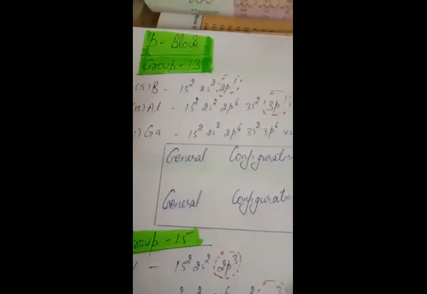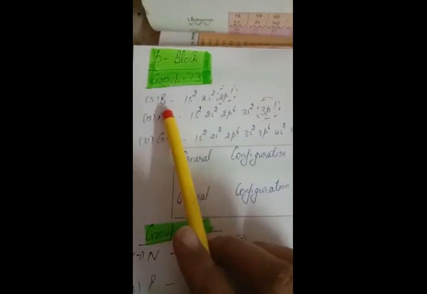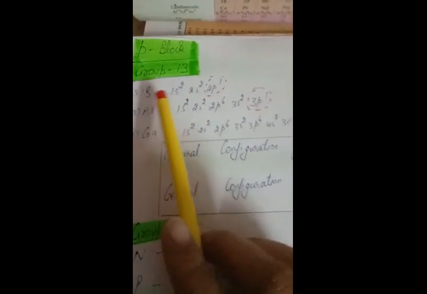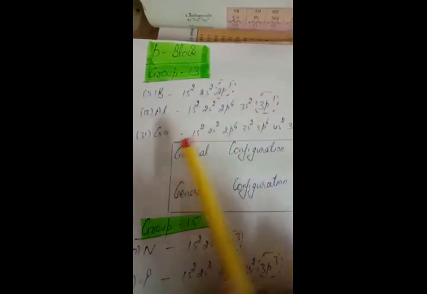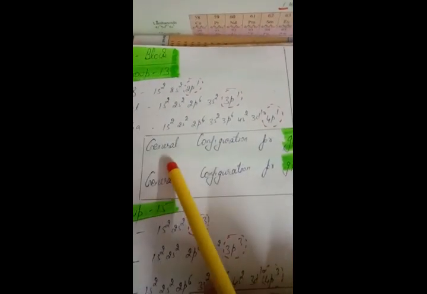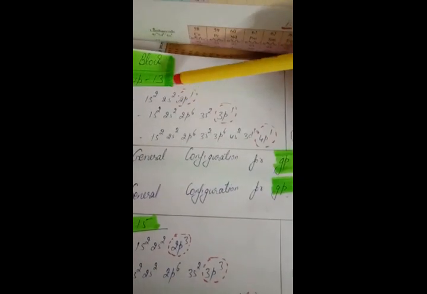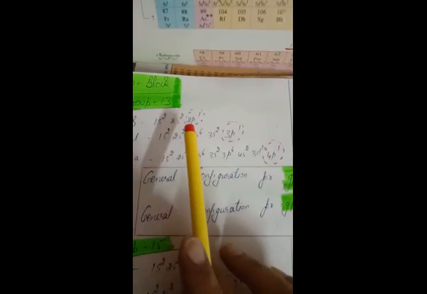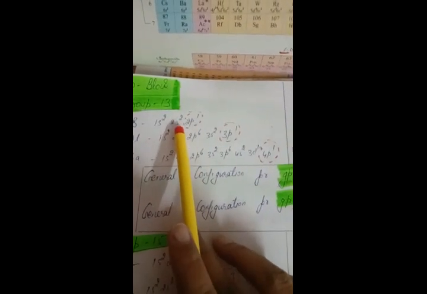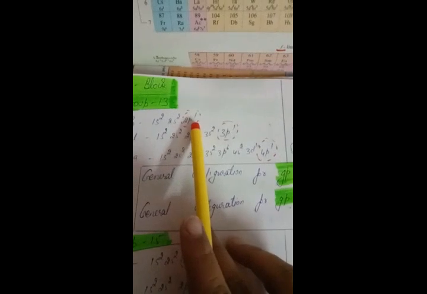Now next comes P block. First is group 13. Boron is the first member, atomic number 5, 1s2, 2s2, 2p1. Aluminium 3p1, gallium 4p1. Or in general we can write what is the general configuration for group 13, that is ns2 np1, because each element occupies S orbital with 2 electrons and the last p orbital occupies only a single electron.